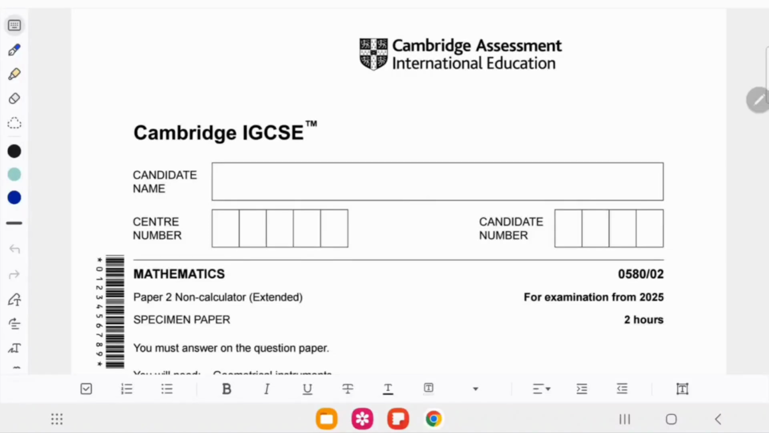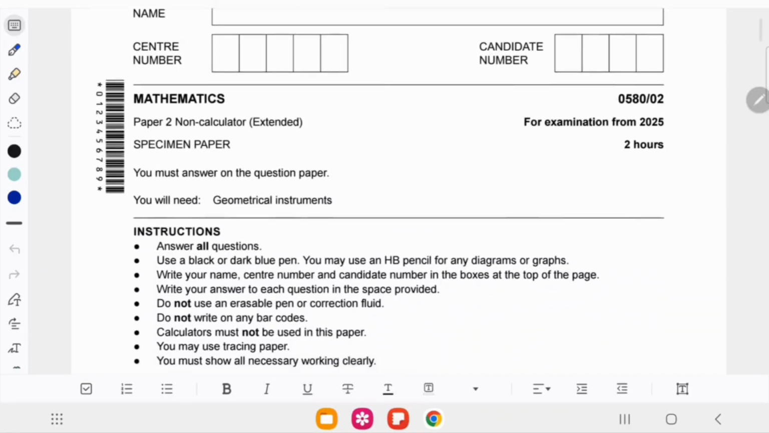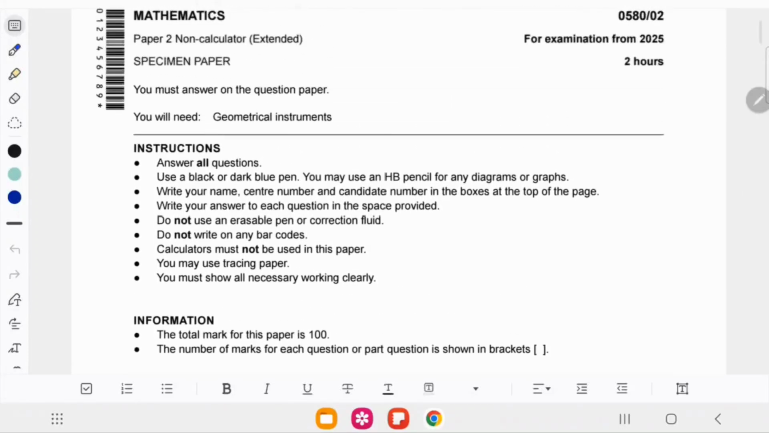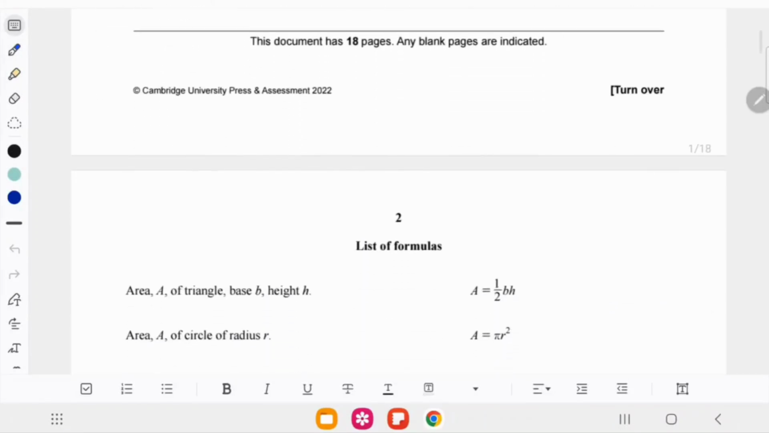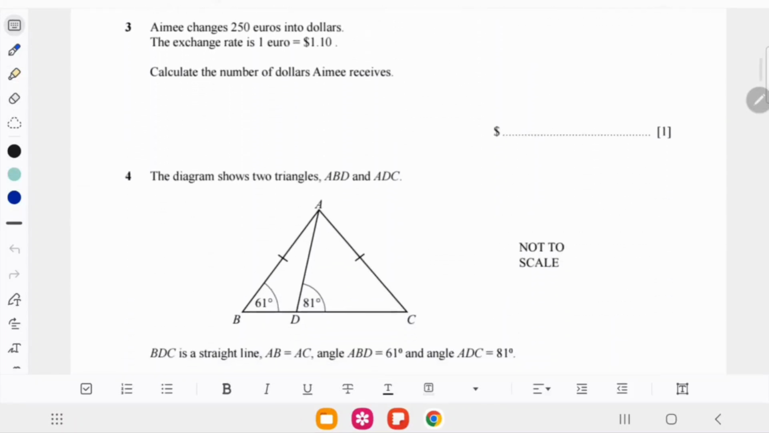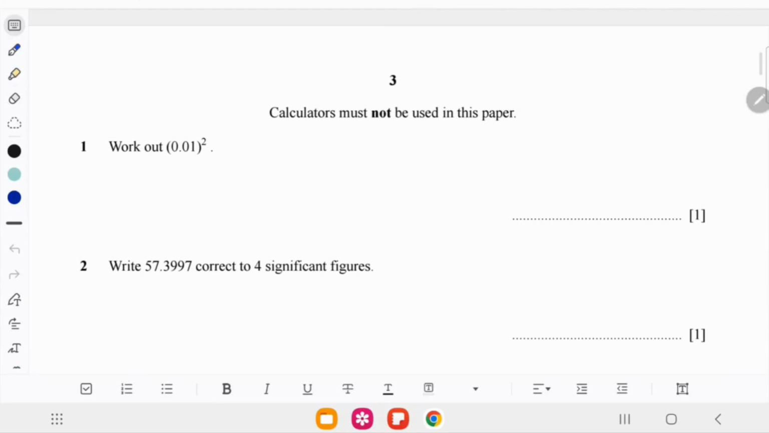Hello everyone, this is the Specimen paper 2025, paper 2, 0580, non-calculator paper. The marks are 100 and the time is 2 hours. A formula sheet will be given in this paper. Question number 1. A calculator must not be used in the paper.